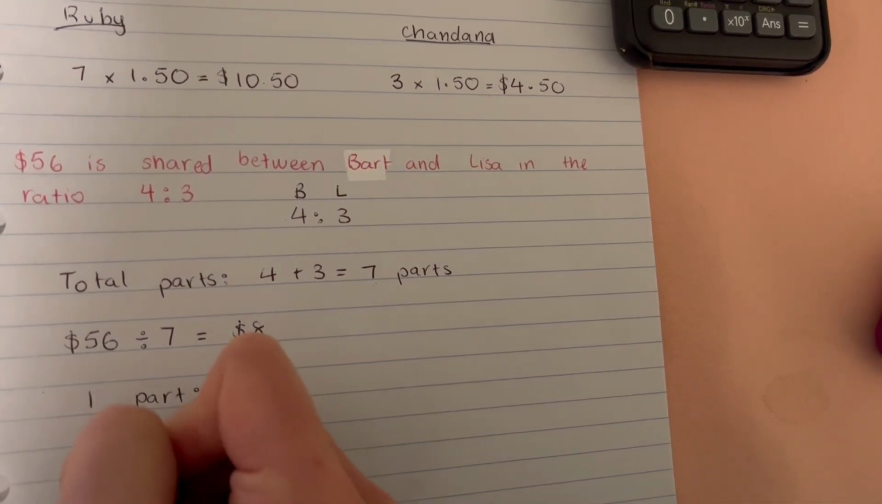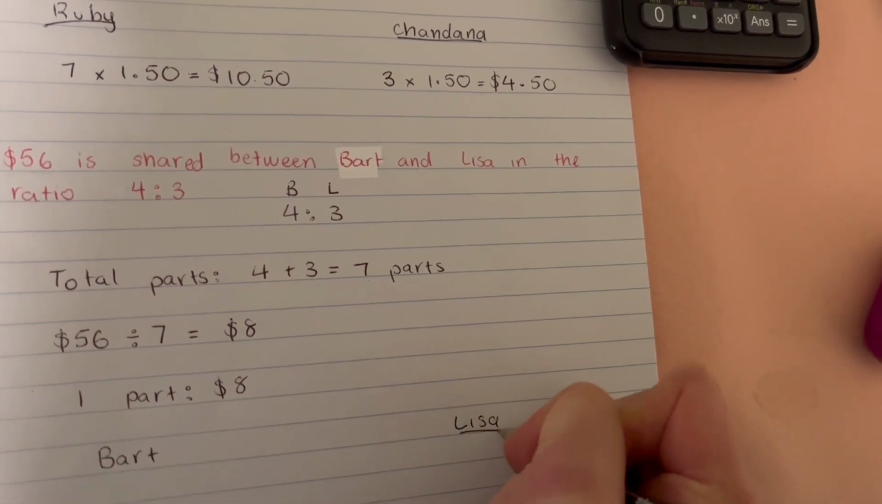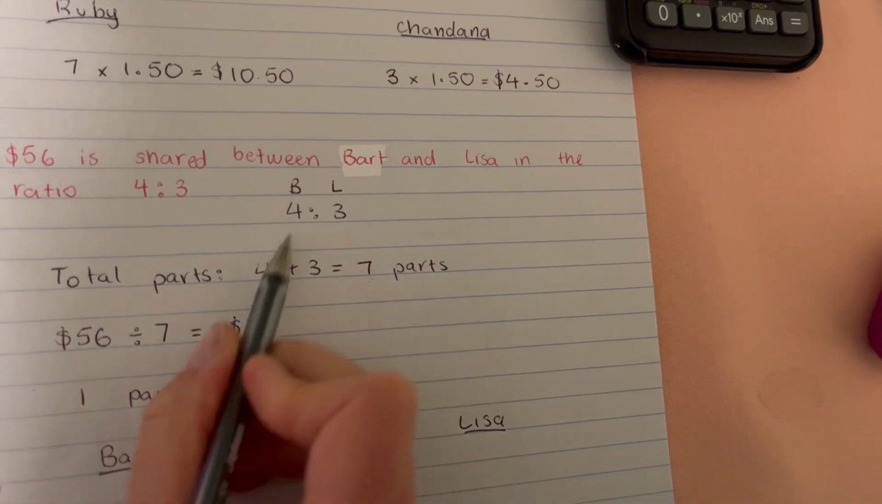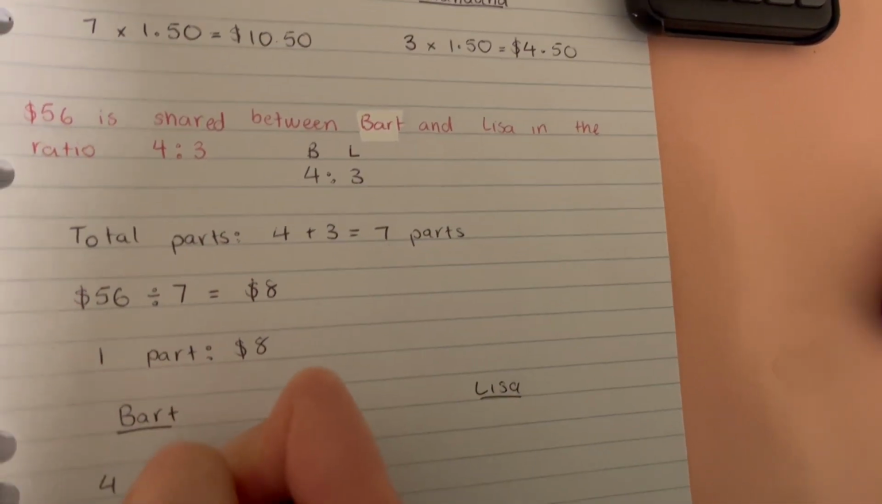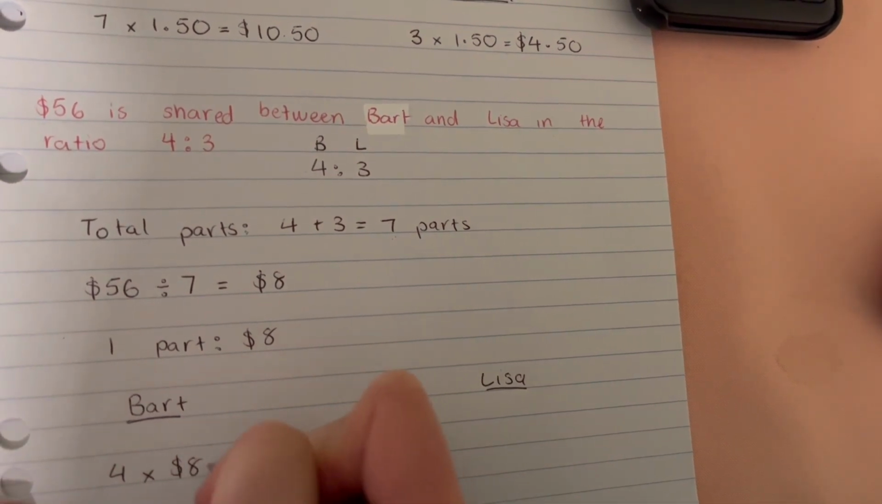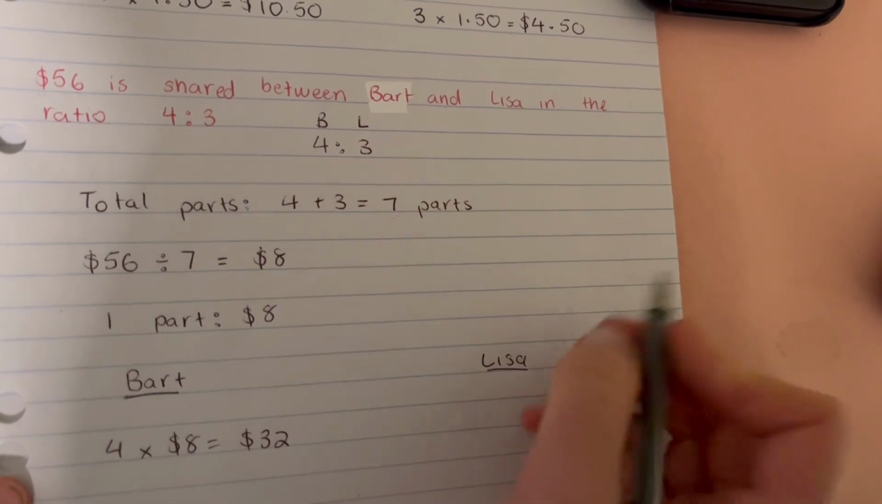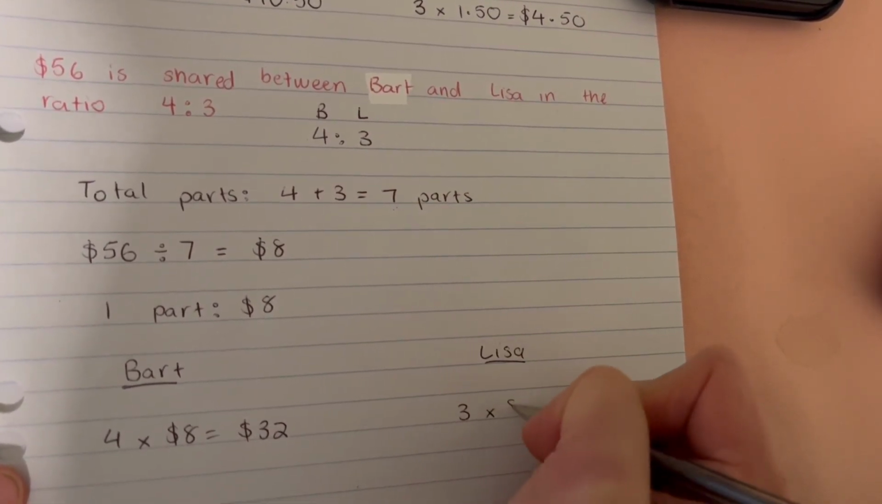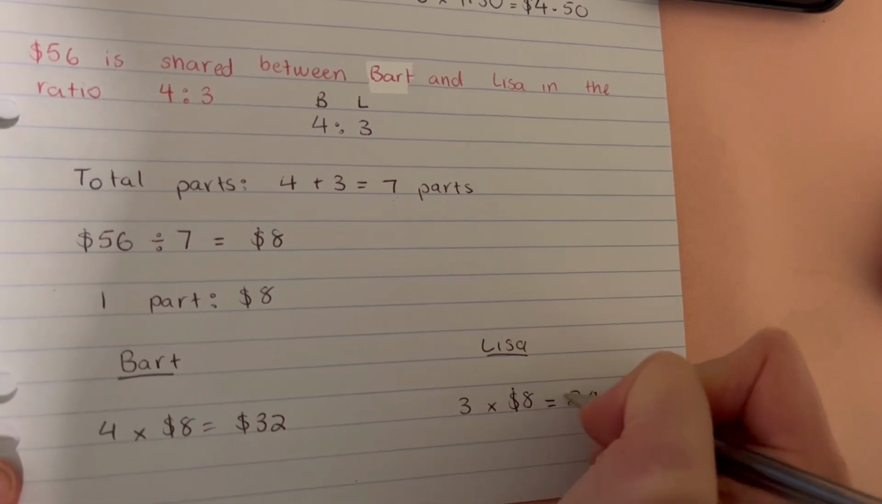Now I need to figure out Bart's share and Lisa's share. Okay, Bart got 4 parts. He got 4 of these $8 parts. So he's going to get 4 times $8, which is $32. Lisa, she only got 3 of the $8 parts. 3 times $8 equals $24.